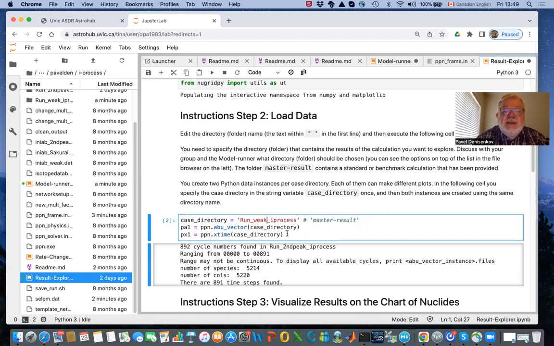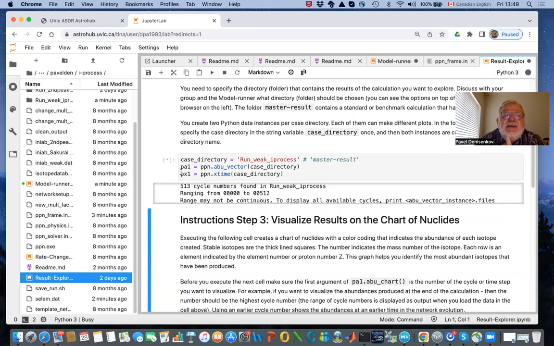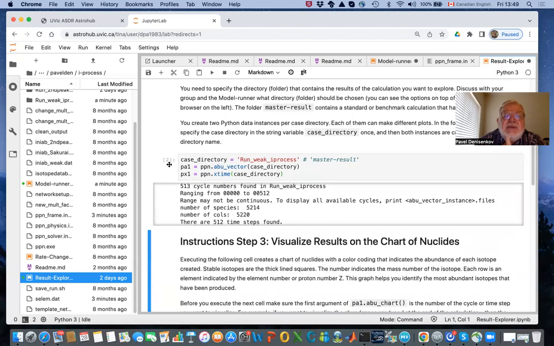Right, this is the directory. When I execute this cell, it will read the output data. So it takes some time. You can see this circle is black, meaning that data are being read. Okay, and also there is an asterisk here, which means now this cell is ready. The circle is white.